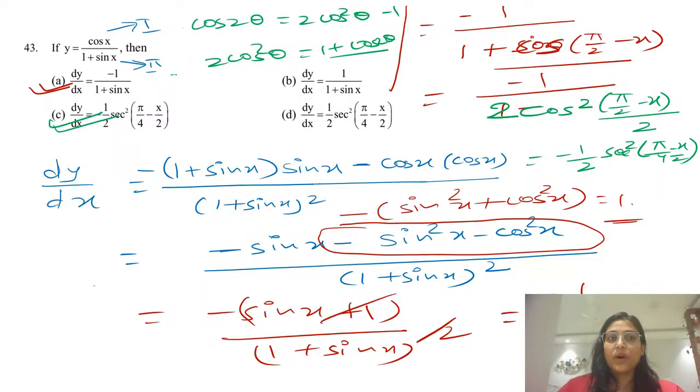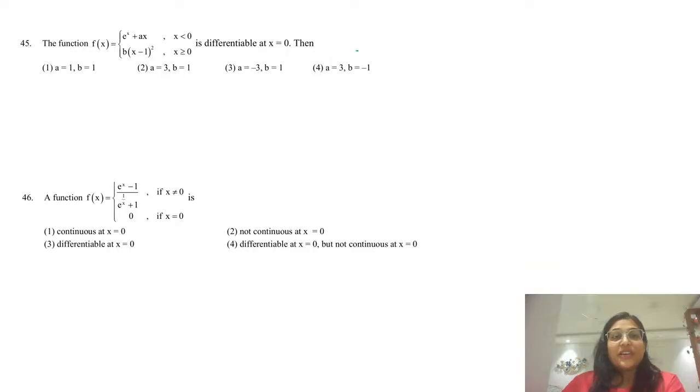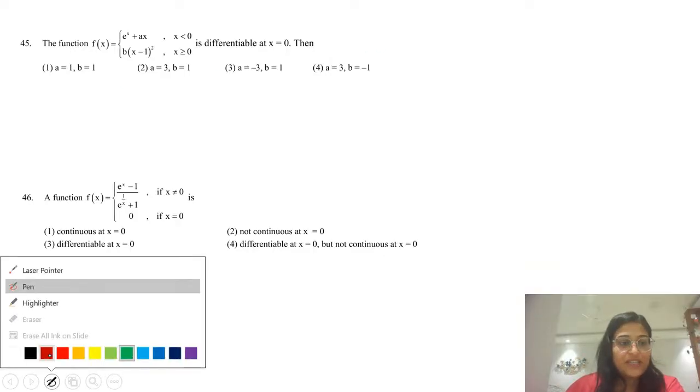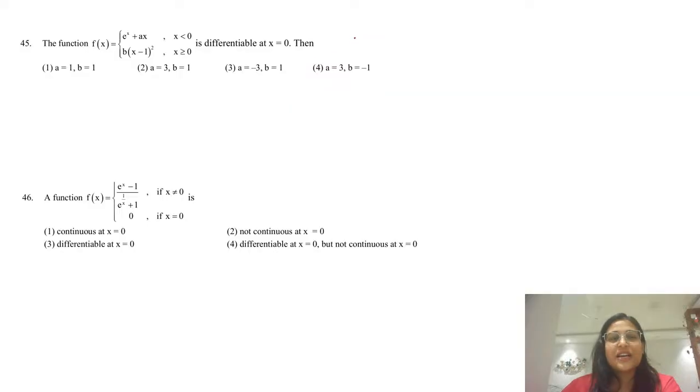For this question, two answers are correct. Option A and C are the correct answers. Let's go ahead to the next question. Well-known fixed pattern. Every time CET asks questions based on this, and this type of questions are there even in your NCERT also. So I should not consider this as difficult. So moderate and doable, right?